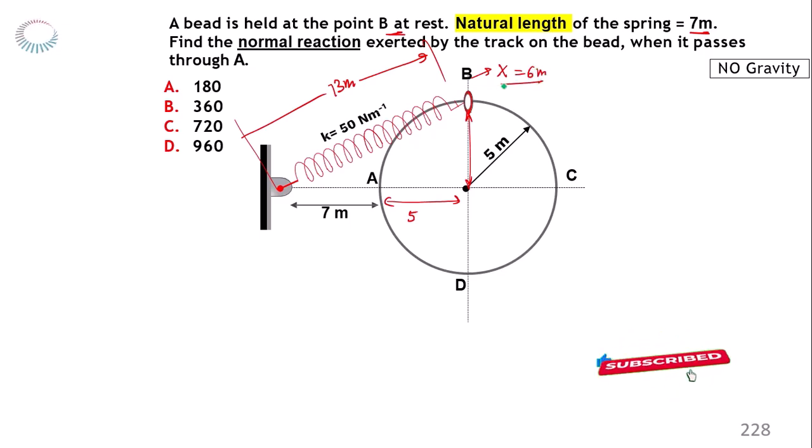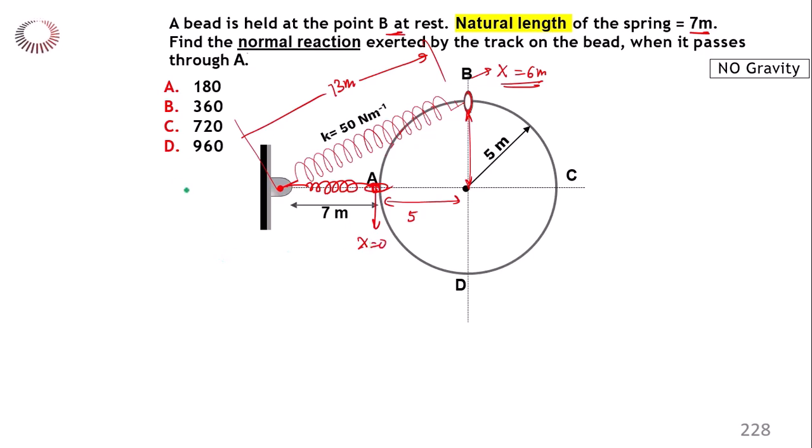Understood? Now find the normal reaction exerted by the track on the bead when it passes through point A. If you release at point B, then the spring will try to shorten itself. Once the bead crosses point A, the spring becomes its natural length. Why? Because that length is 7 meters. So x is equal to 0.